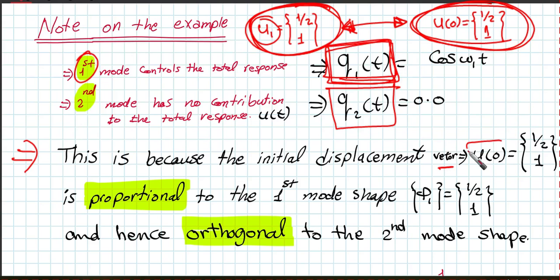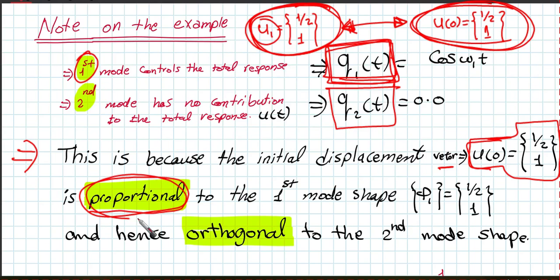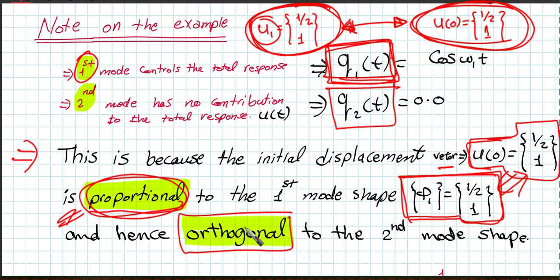This is because the initial displacement vector u naught that we have given in this example, equal to half and 1, is proportional, this is the key word here, proportional to the first mode shape, which is phi 1, half and 1. It is proportional to it. They are actually identical, right? And hence it is going to be orthogonal to the second mode shape. The second mode shape will not make anything.